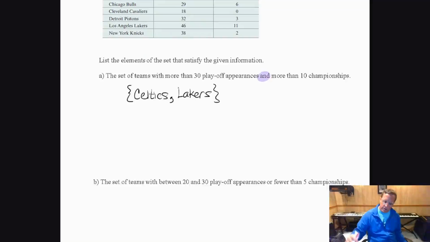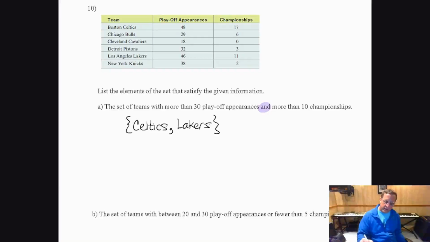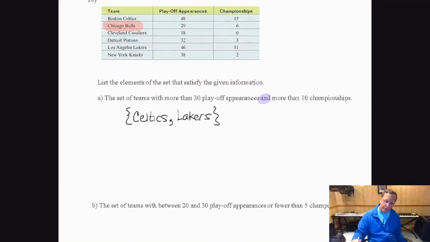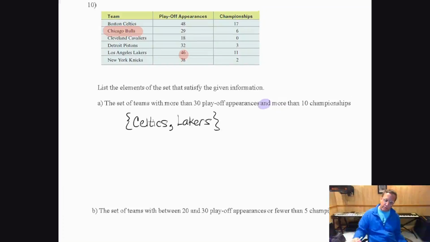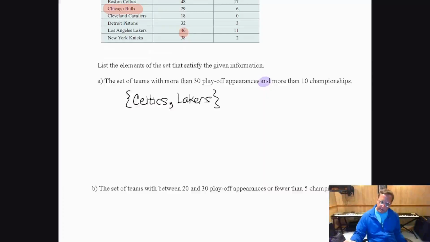All right, the set of teams with between 20 and 30 playoff appearances or fewer than 5 championships. Okay, so teams between 20 and 30 playoff appearances. All right, let's see here. Between 20 and 30. Chicago Bulls, it's that description. 18 isn't between, it's not between 20 and 30. 46 is not between 20 and 30. So it seems like it's just the Bulls, but there's another condition here.